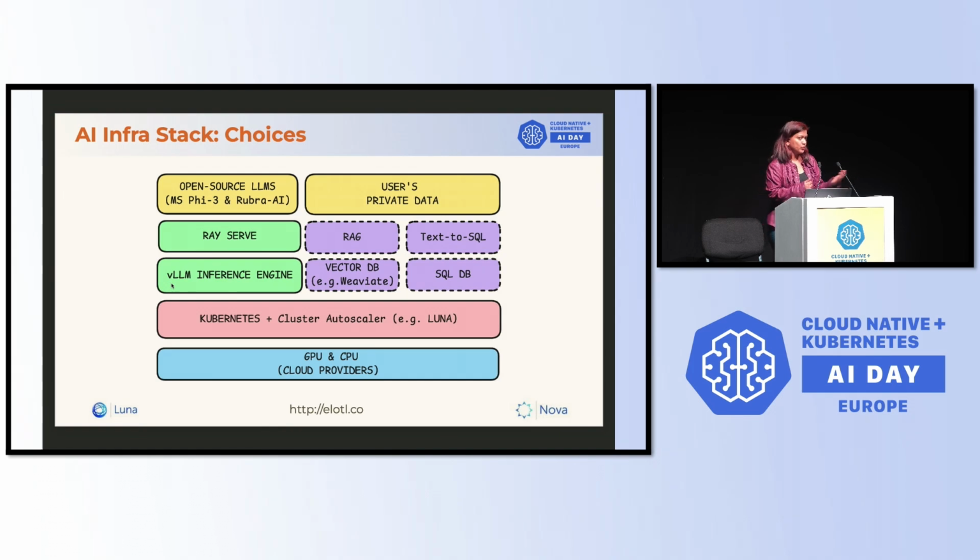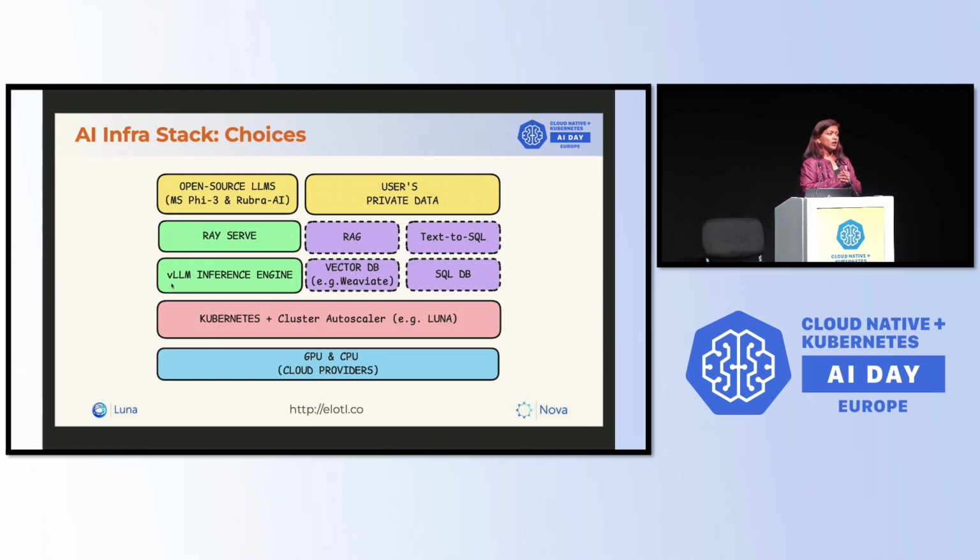Its enterprise version is provided by Anyscale. Ray provides both training and inference libraries. vLLM specifically uses the Ray Serve component. Above this, in yellow, are the specific open source large language models we worked with. We use Microsoft's Phi-3 model. Even though it's a few billion parameters, around 3 billion parameters, it worked really well for our data sets.